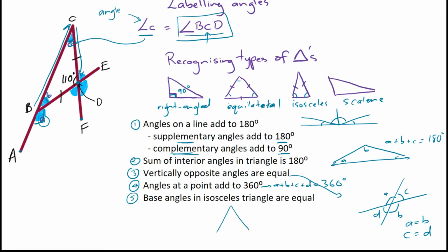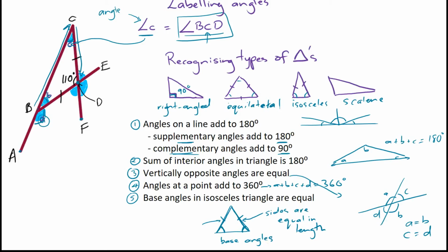So if we've got an isosceles triangle here, by the way, these two little sticks, those two little lines there mean the sides are equal in length. So at the base of the two side lengths that are equal, that is this angle here and this angle here, those two angles are base angles of the isosceles triangle, and they are equal.